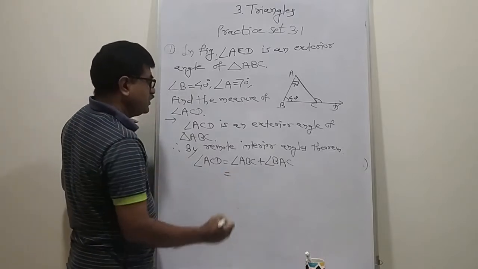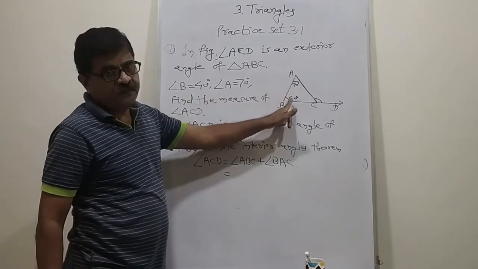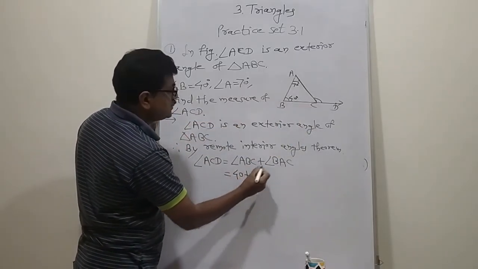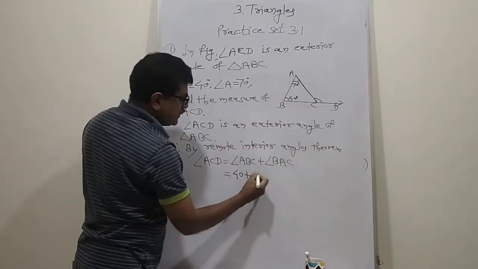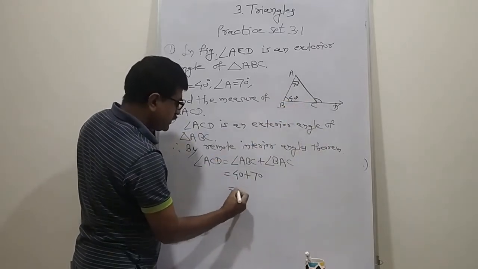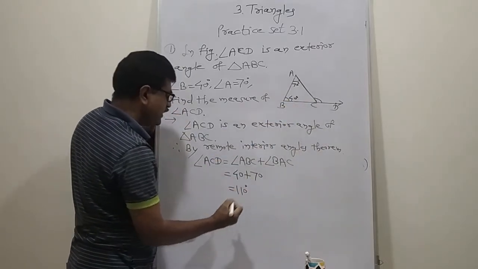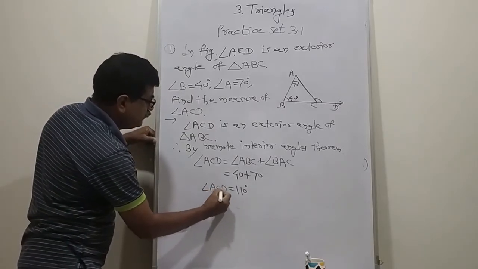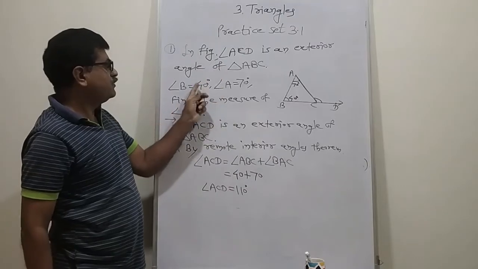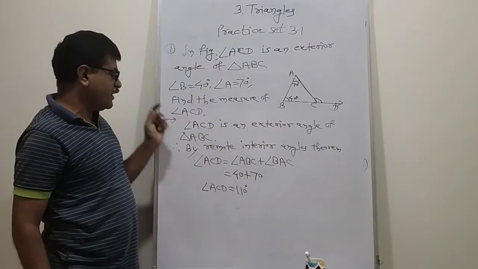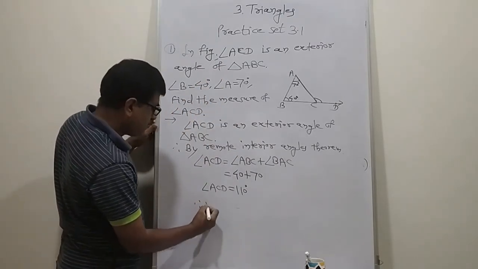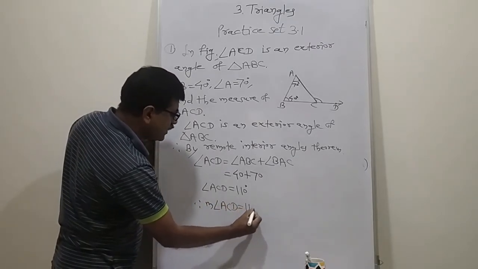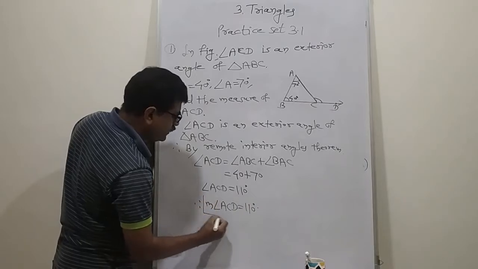Now put values. Angle ABC is 40 degrees, 40 plus angle BAC is 70, is equal to 110 degrees. This is angle ACD. Now we have to find the measure of angle ACD. Therefore, measure of angle ACD is equal to 110 degrees. This is the answer.